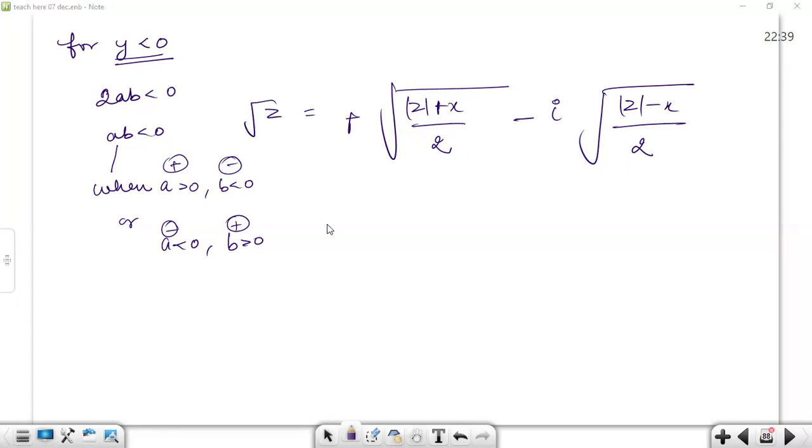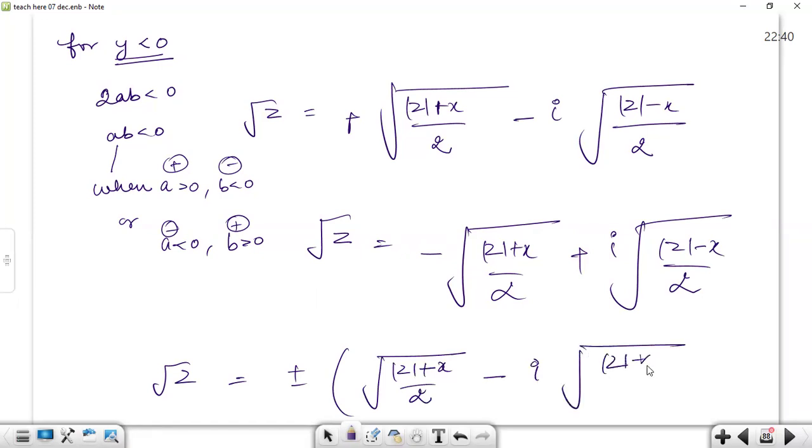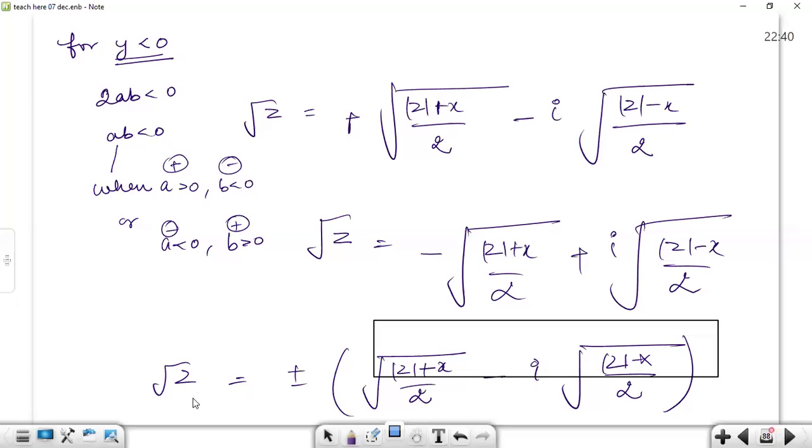So this is going to be the case. And also it may happen that when A is negative and B is positive. Now how can we write the solution combinedly in this format? Plus minus square root of modulus of z plus x divided by 2 minus iota into square root of modulus of z minus x divided by 2. This is how we can write it combinedly.